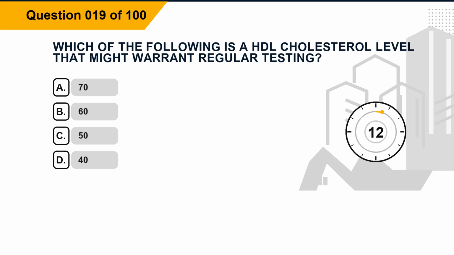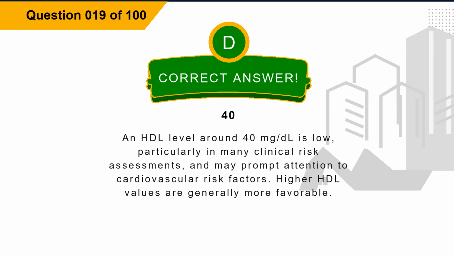Question 19. Which of the following is a HDL cholesterol level that might warrant regular testing? Option A, 70. Option B, 60. Option C, 50. Option D, 40. The correct answer is option D, 40. Explanation. An HDL level around 40 mg/dL is low, particularly in many clinical risk assessments, and may prompt attention to cardiovascular risk factors. Higher HDL values are generally more favorable.